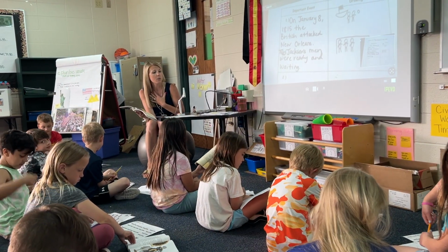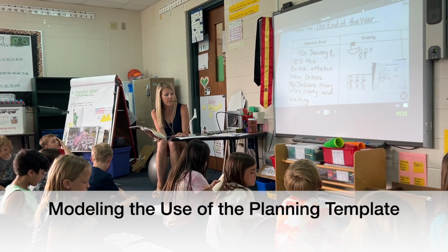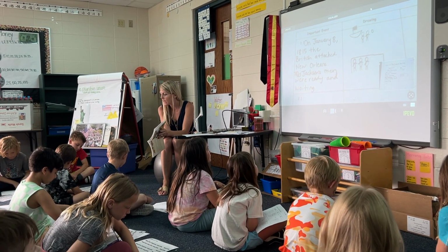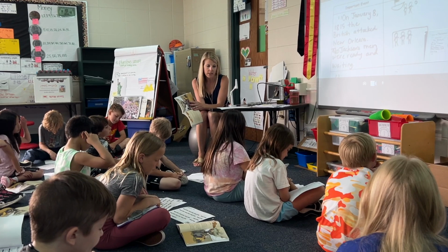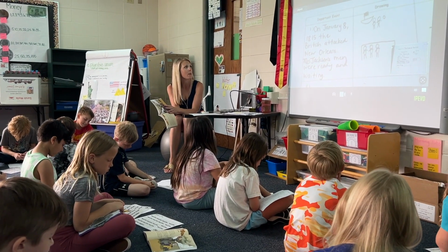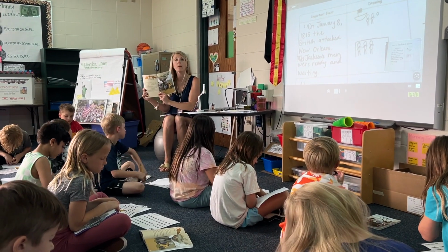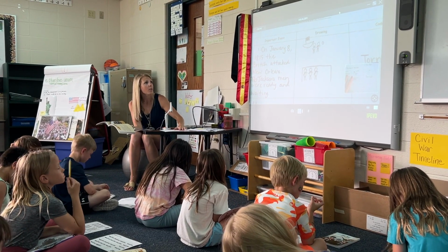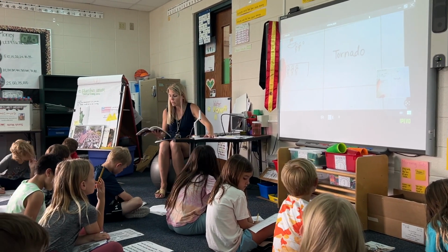So I chose the chapter, The End of the War. Those important events, those boxes on the left-hand side, don't have to be in a complete sentence. Just needs to be an idea, or that first, second, third, fourth, those main events that happen in the chapter. So I'm using my reader to help me so that I remember what happened in the chapter. And I have my little sketch idea. And then I thought that the code that would work best there would be the tornado, okay? Because they're coming to attack.